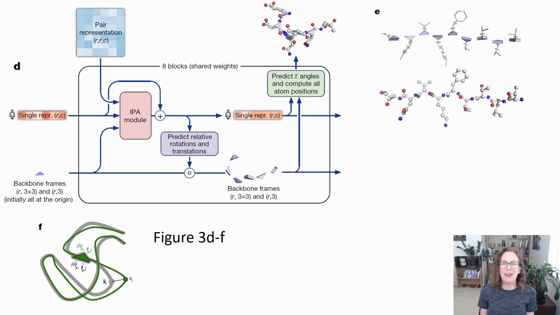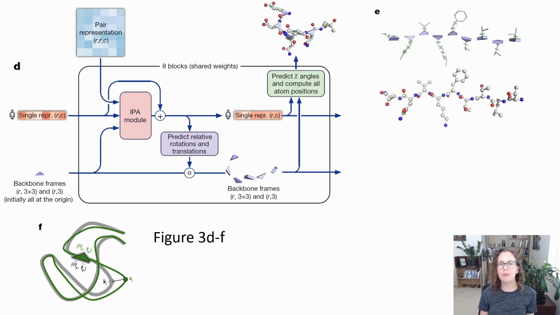Then they also, if you'll remember back to the overview, there were 8 structure blocks. That's a different set of mathematical computations closer to the end. And the output of this is, so they're kind of predicting various rotations and translations. And the outcome is to predict the angles of the different atom positions. And so you can see in figure 3D kind of how the information is flowing through the math operations.